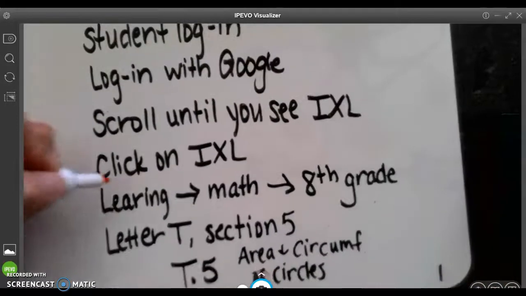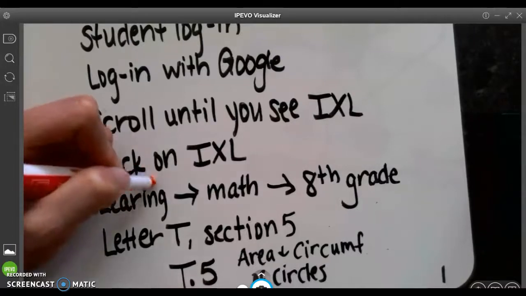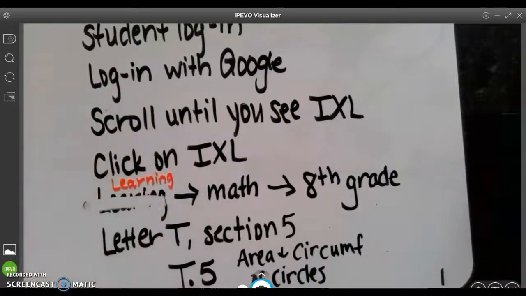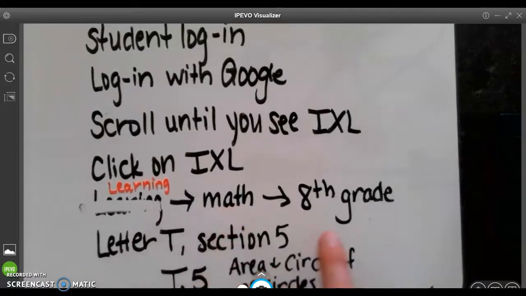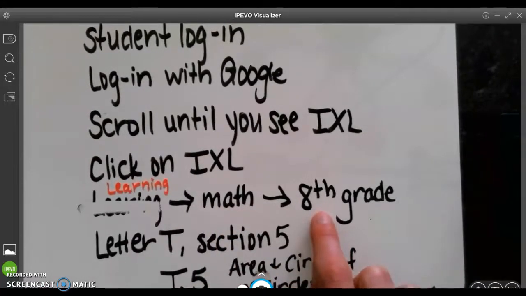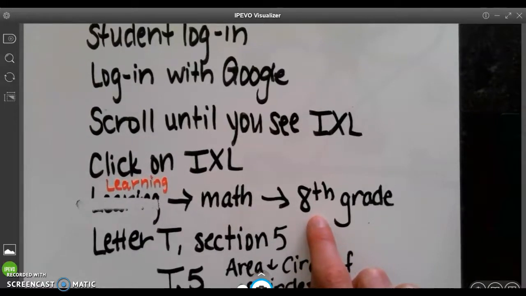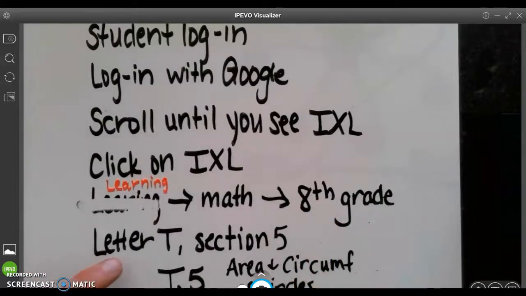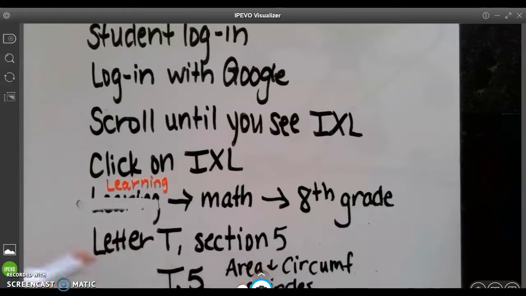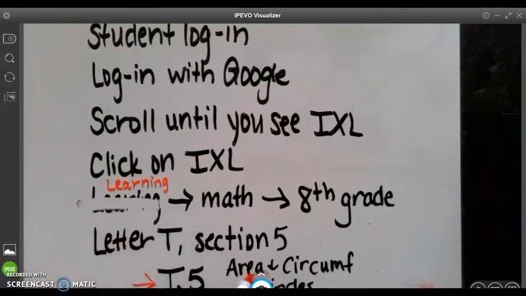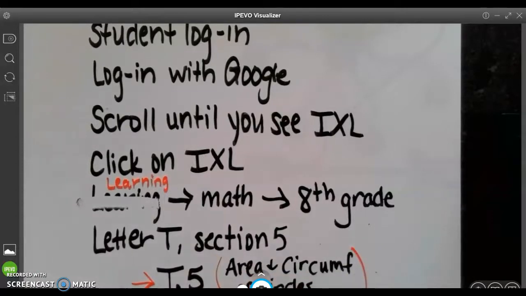Let's try this again. You want to click on Learning, and then Math. And today we're going to go to 8th grade, but that's just because in the Area and Circumference section in the geometry, there's going to be some things that you don't know how to do yet. So we're going to practice it using the 8th grade section. So in the 8th grade section, you're going to go to letter T, section 5. So you're going to T.5, area and circumference of circles.